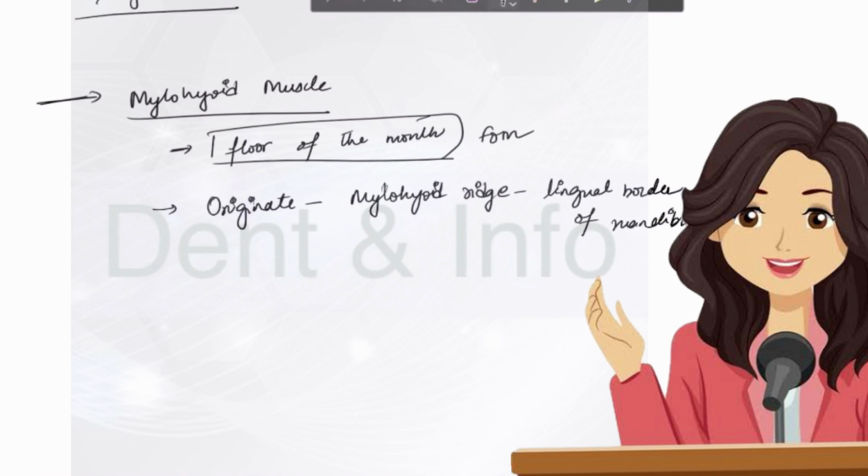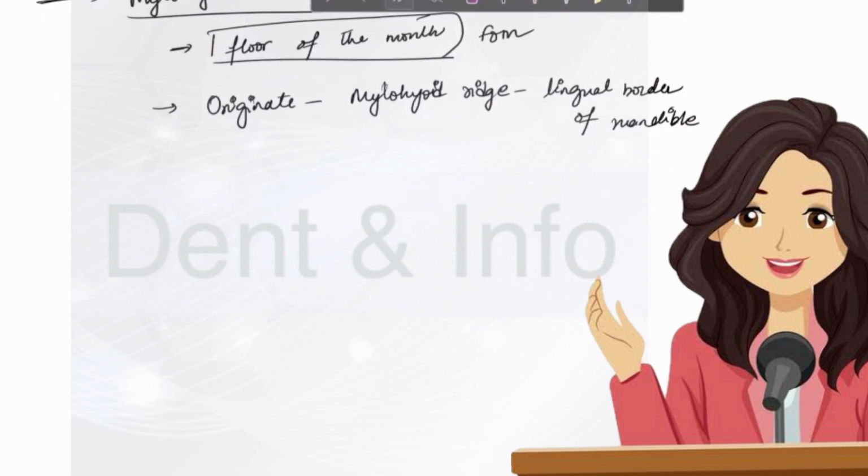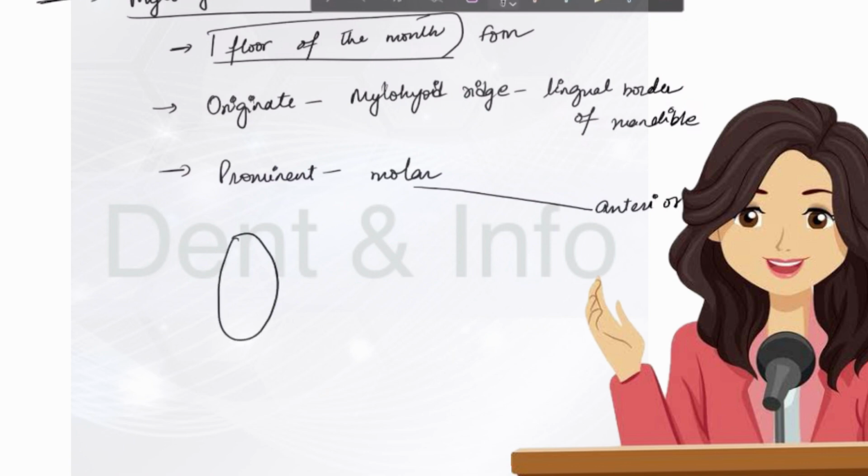So the mylohyoid ridge, located on the lingual border of the mandible, is where your mylohyoid muscle originates from. It is very prominent in the molar region, and then gradually it tapers down to your anterior region. Cross-sectionally, if I have to draw it in terms of the mandible, if this is your bony area, in the molar region the attachment is located quite high.